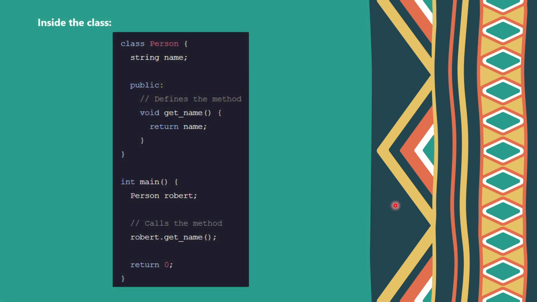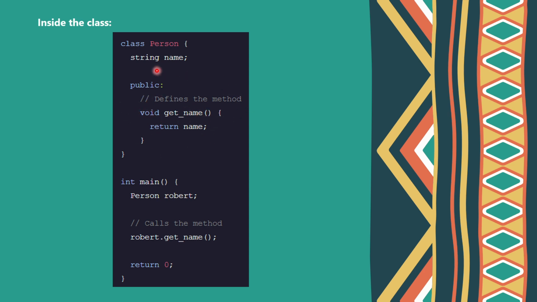Now let me take up an example so that it will be easy for you to understand the two types. So here I have taken a class person, with string name. String name is an object inside the class. Now public. Inside public, I'll define the method as void get name. Get name became a method now. So under that get name, I'll be returning name. What is name here? Name is an object. So we can clearly see that the object is being used by the function.